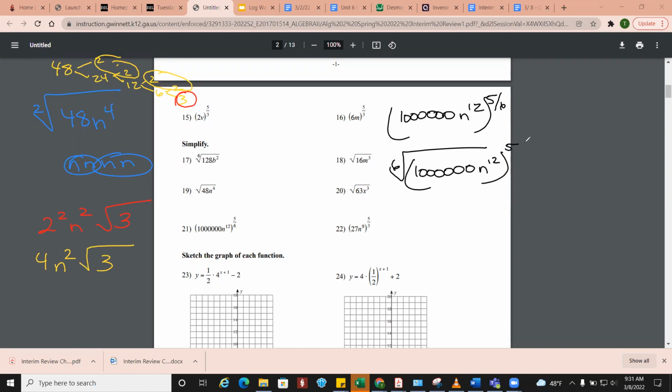Let's look at our variables first. If I have a 12 raised to the 5th power, that means this is going to be into the 60, because you're going to multiply 12 times 5. Now, I'm taking the 6th root of that. So how many groups can I make? What's 60 divided by 6? 10. So I have into the 10th power on the outside, with none left over.